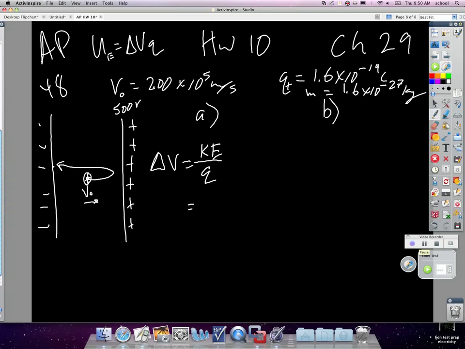Is that right? What did Alan or Patrick get? Oh, okay. So I was a little bit off. Times 10 to the minus 17 joules over the charge, which was 1.6 times 10 to the minus 19 coulombs. So this is about 200 volts, give or take a volt.